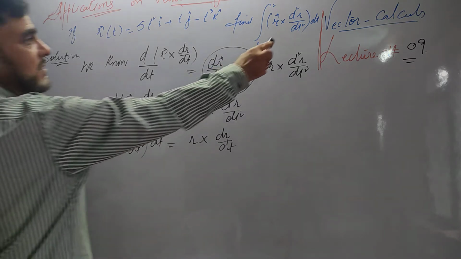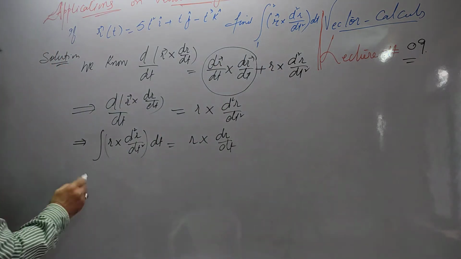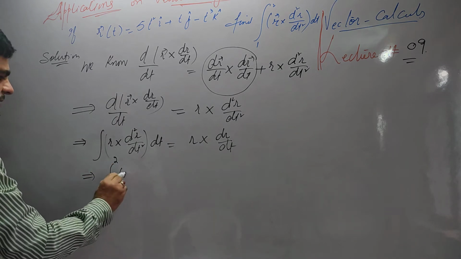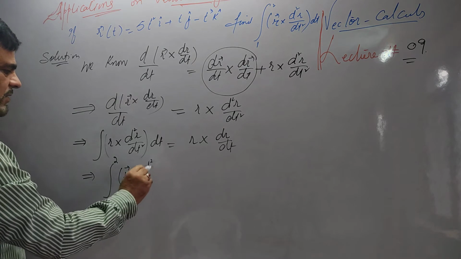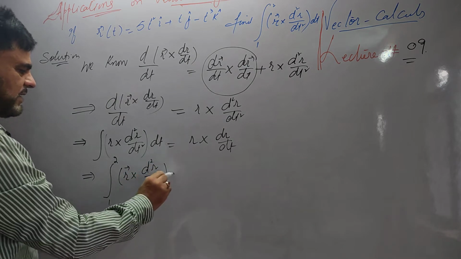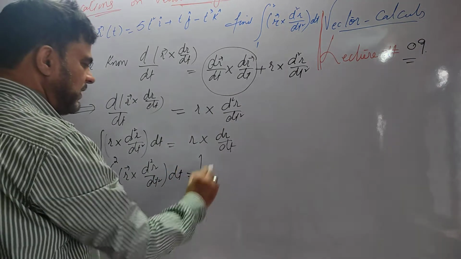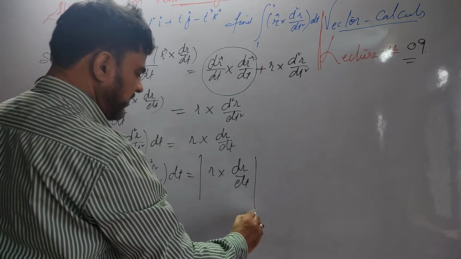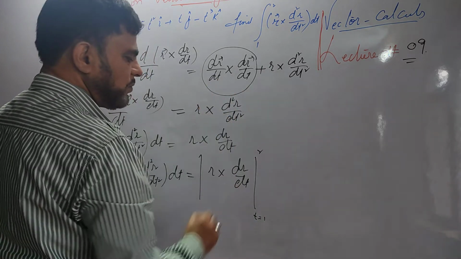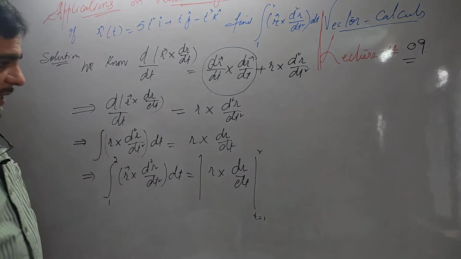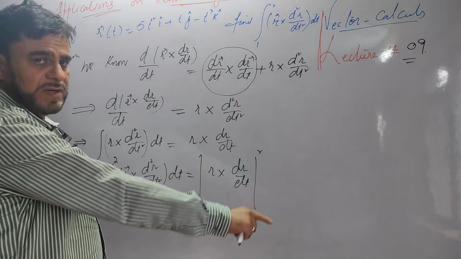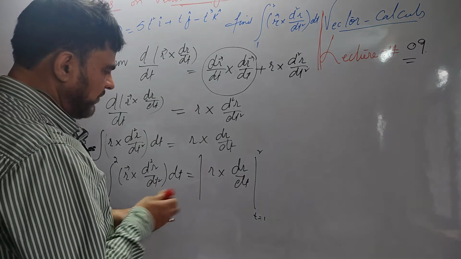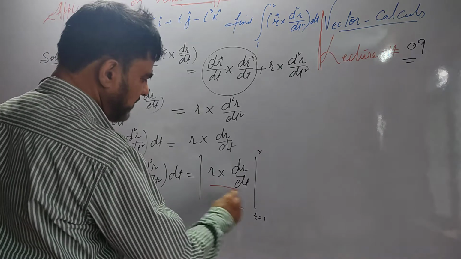Now we have to find this integral. The integral from 1 to 2 of r cross d2r by dt square dt will be r cross dr by dt from t equal to 1 to t equal to 2, as you do in a definite integral. You first give the upper limit and then minus the lower limit. It is the fundamental theorem of integral.